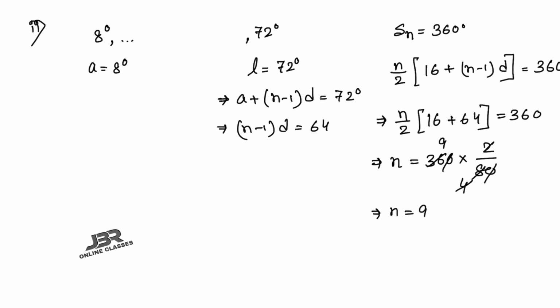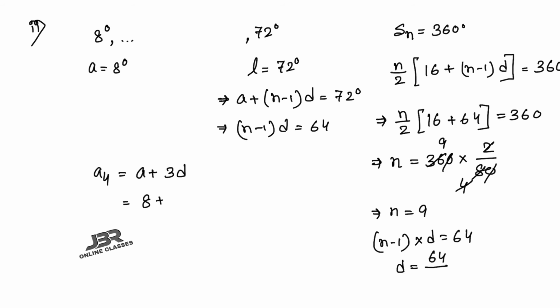Okay. Now next, you have to find out also the angle in the fourth sector. That means here A4. So A4 will be A plus 3D. So A means here 8, and 3D. Now you have to find out the value of D. Okay, so from this one, (n minus 1) into D equals 64. So D equals 64 by (n minus 1), it's 8. So it's 8. So here 3 into 8, that means here 8 plus 24, and that one equals 32 degrees. Clear? Okay.